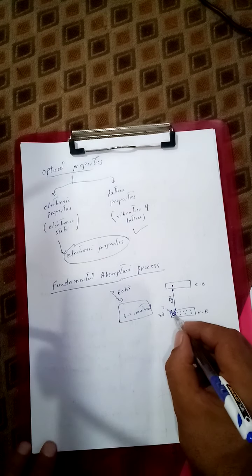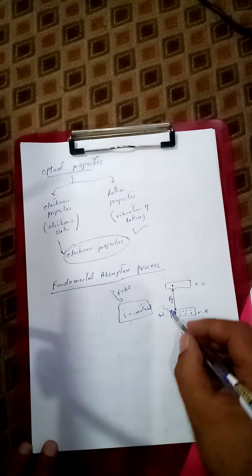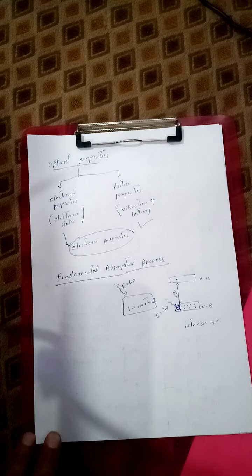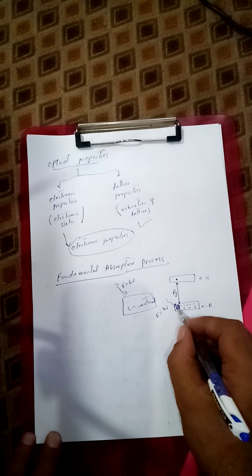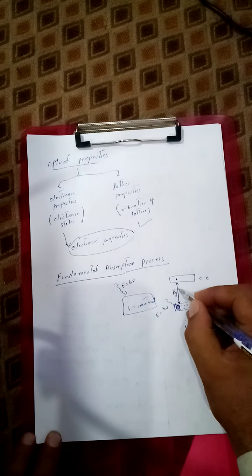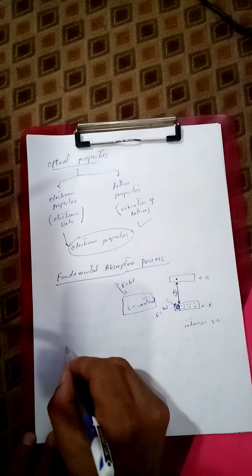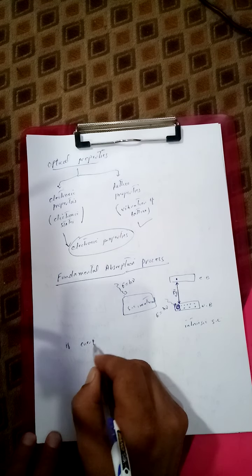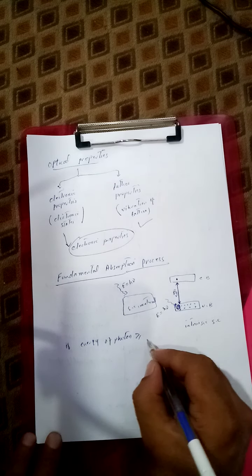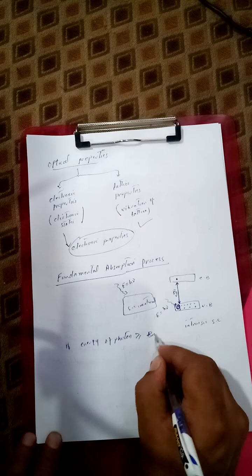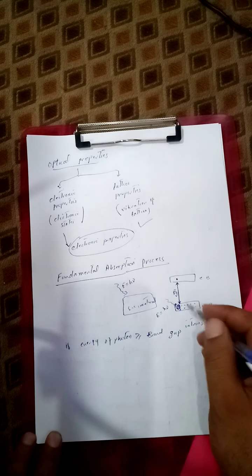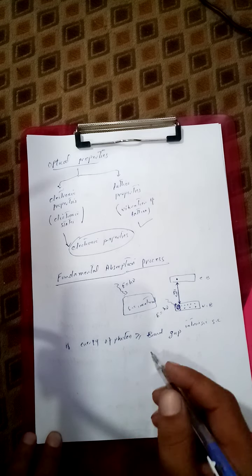But these electrons absorb only those photons whose energy is greater than or equal to this energy gap Eg. Like if the energy of the photon is greater than or equal to the band gap, then we have this fundamental absorption process.